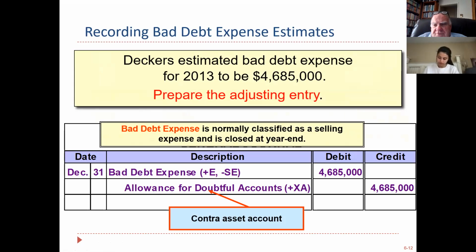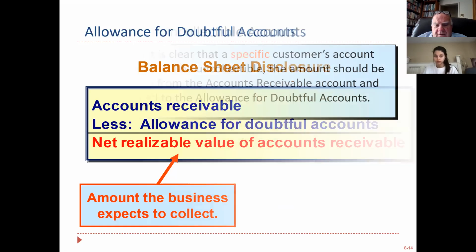Allowance for doubtful accounts. So your first journal entry, once you know what the bad debt expense estimate is, you debit bad debt expense, you credit allowance for doubtful accounts. That's a contra receivable account. It's contra to accounts receivable, just like accumulated depreciation is contra to the machinery. So keep that in mind if you can.